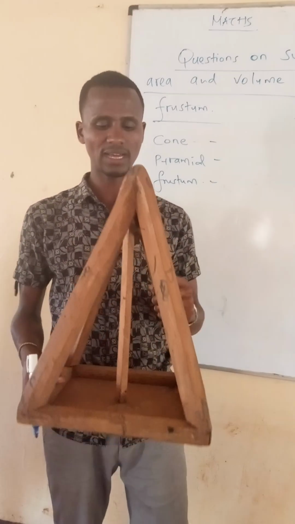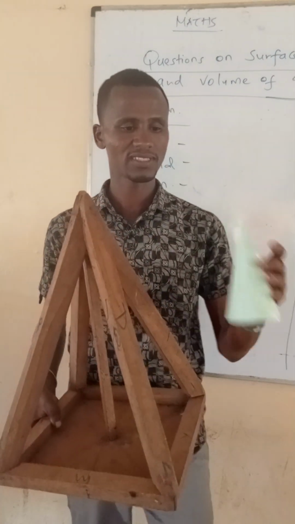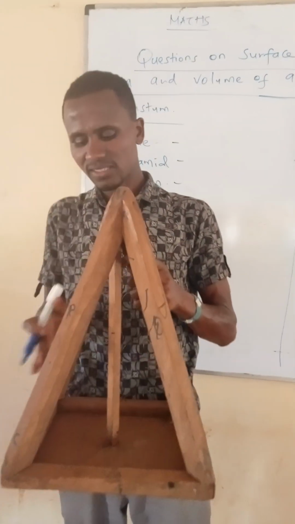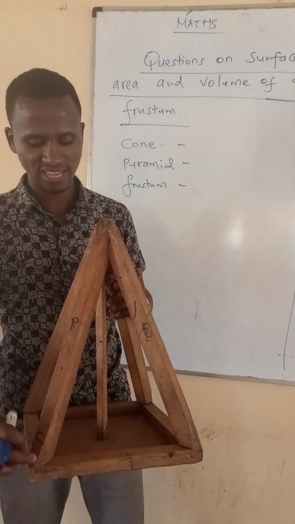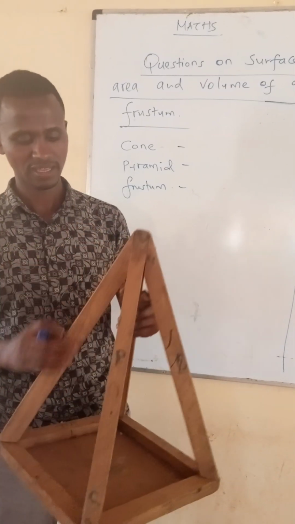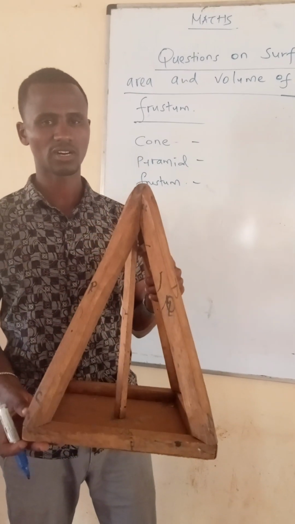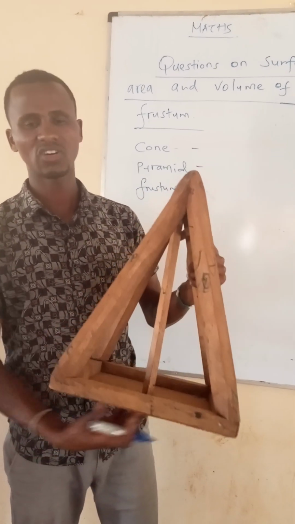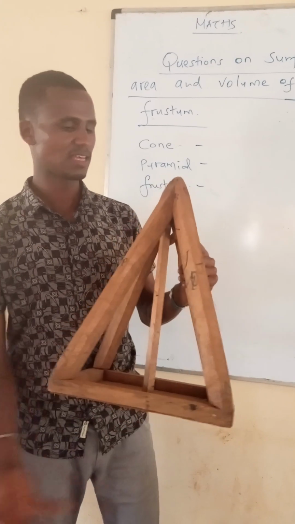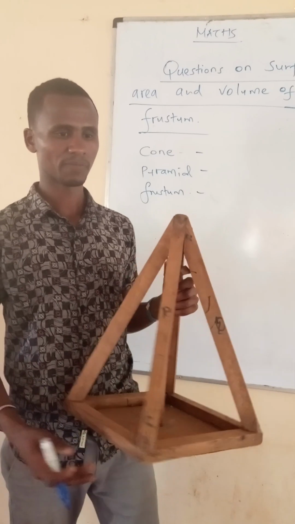The difference between a pyramid and a cone is that the cone has a curved surface, while in the pyramid the surfaces here are triangular. That means they have edges like that. So that is the difference between a pyramid and a cone. Another difference is that the base of the pyramid is polygonal. It can be a rectangle, triangle, or any other plane figure. But for the cone, the base is always circular.